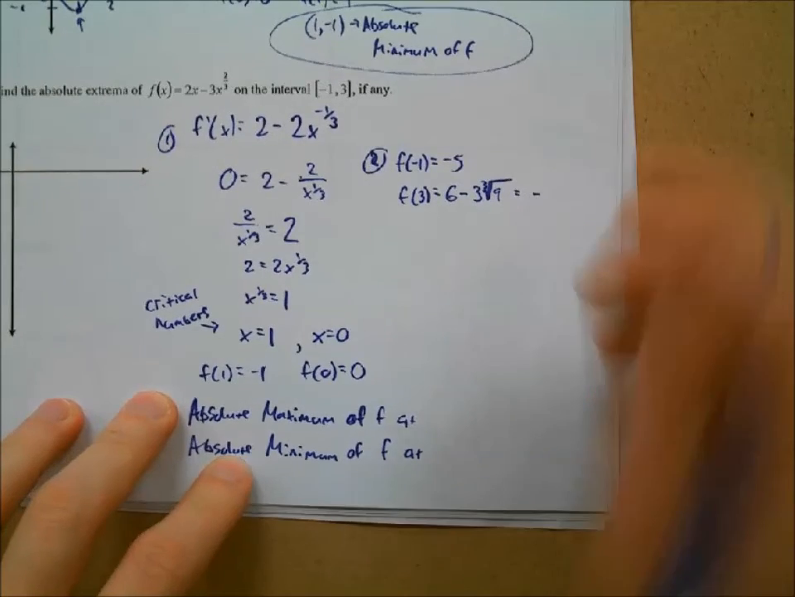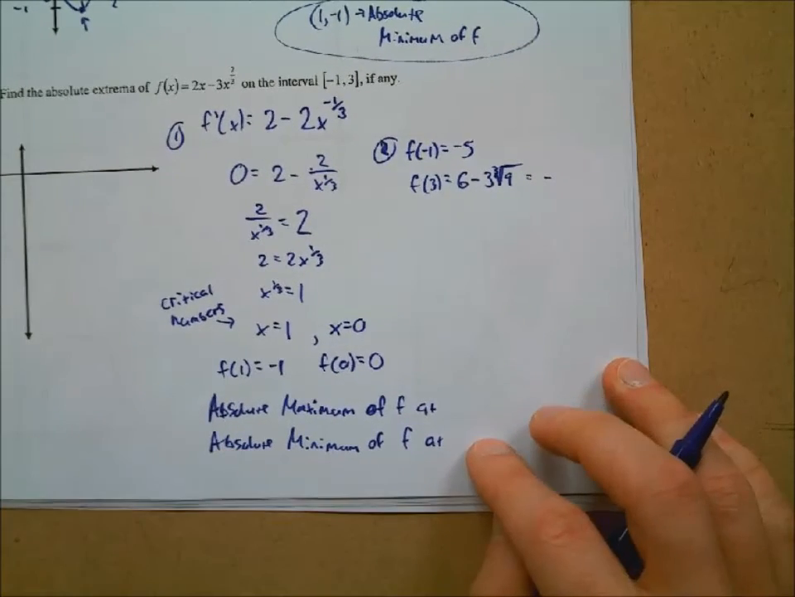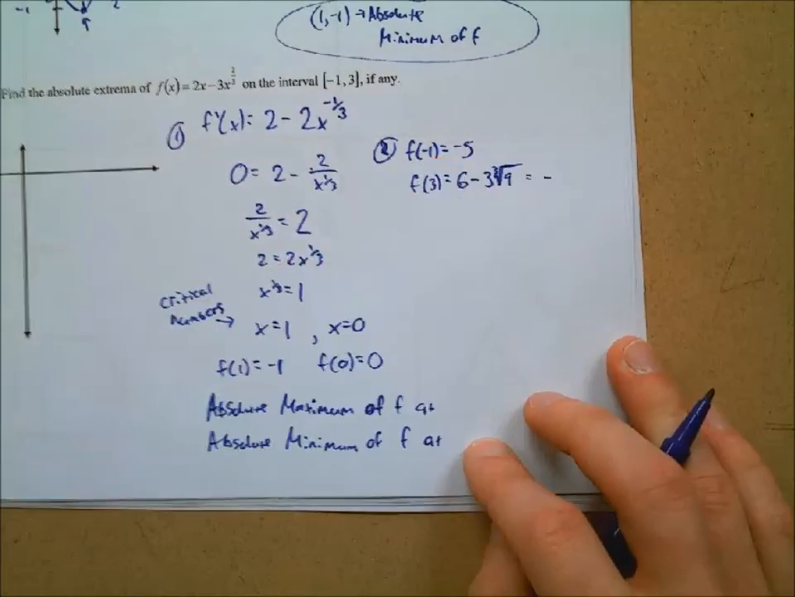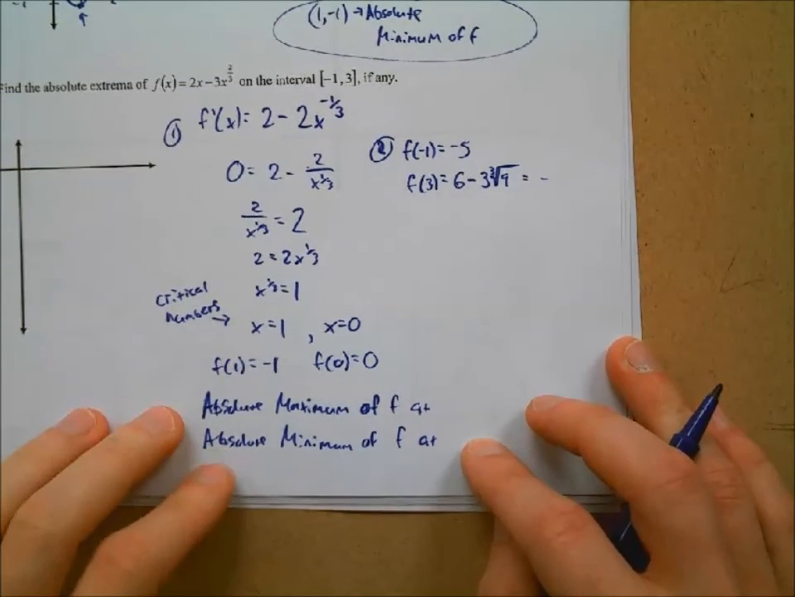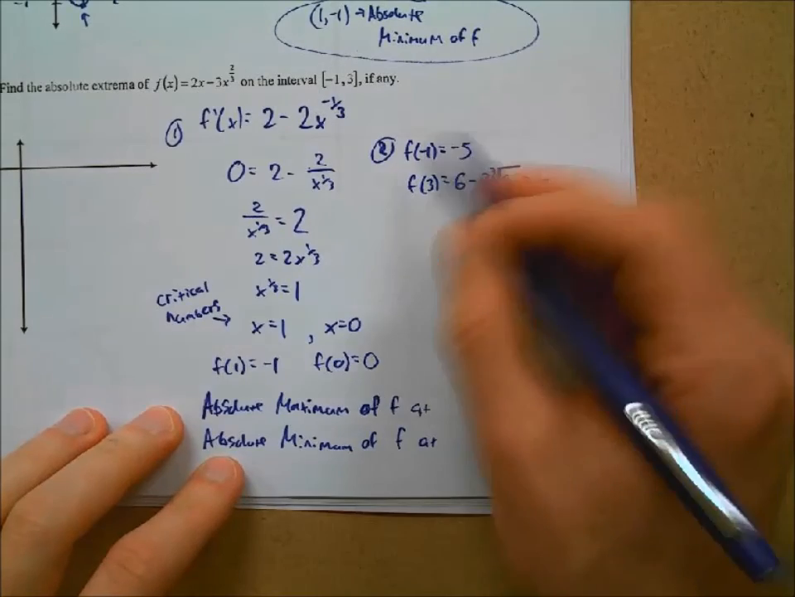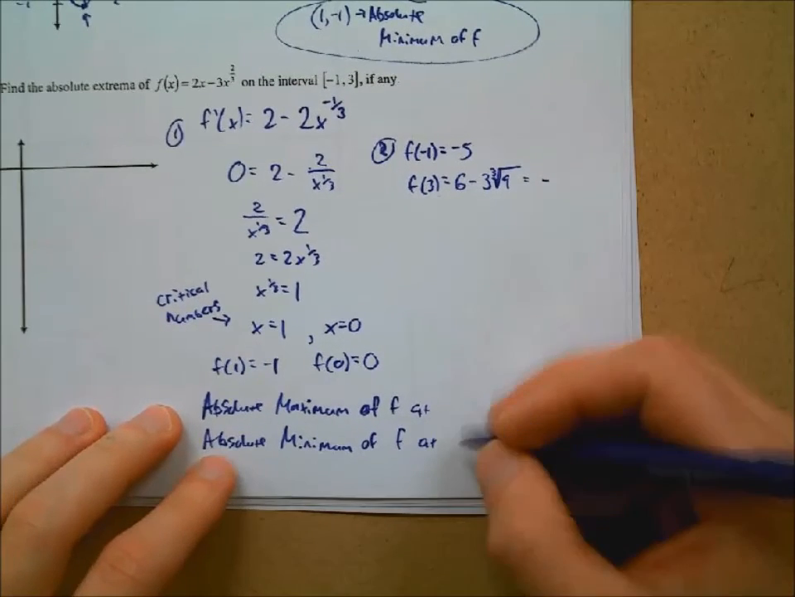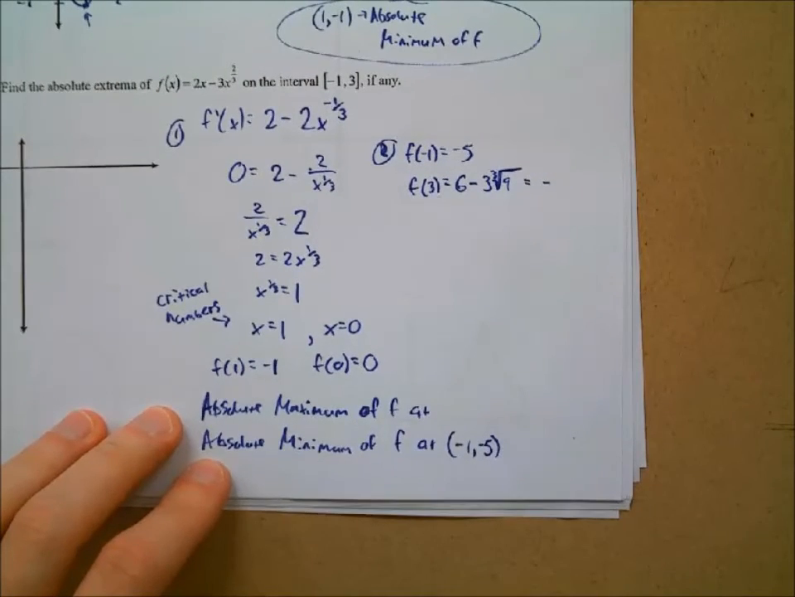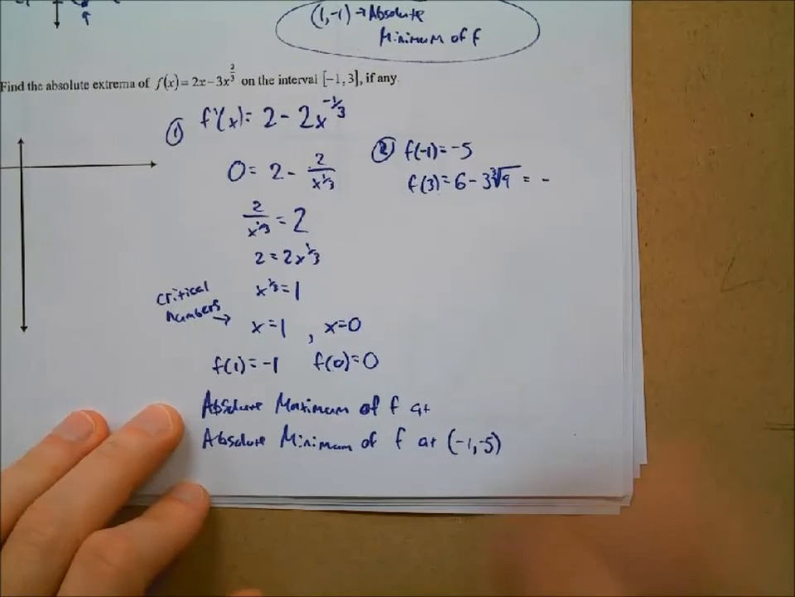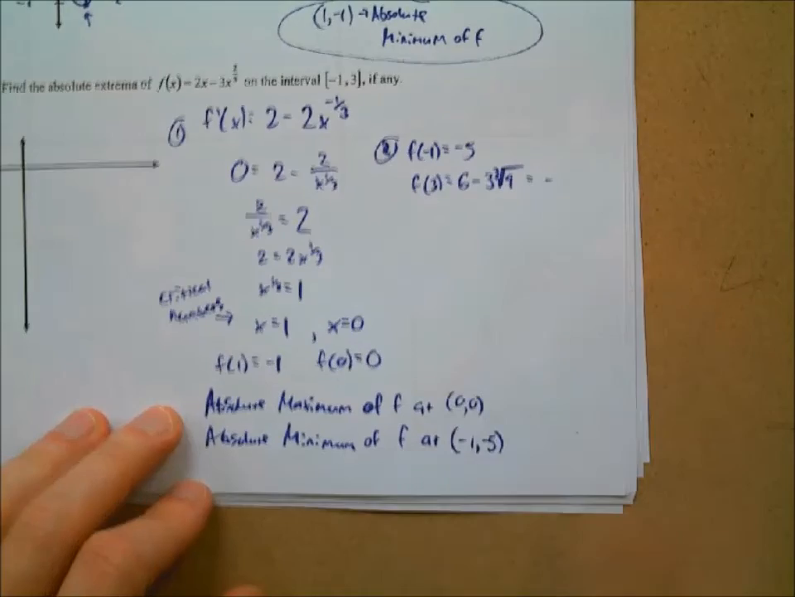But now you have to worry about, is it going to be so negative that it's more than -5? That's a little bit trickier to determine. But in fact, the -5 is the smaller value. So the minimum is at (-1, -5). And what's the maximum value going to be? (0, 0).